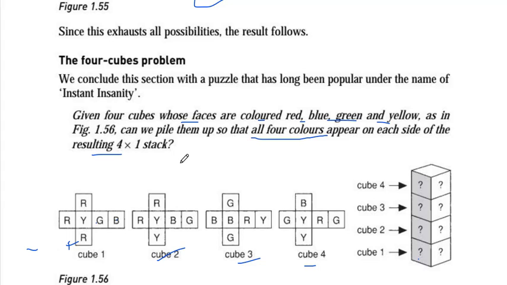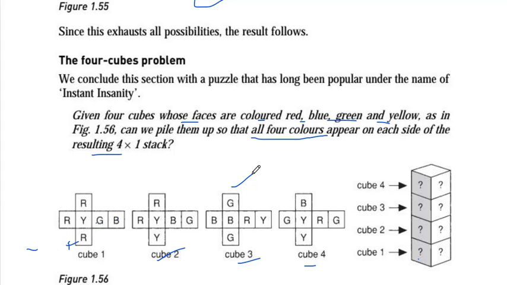The problem says that all four colors appear on each side of the resulting 4 by 1 stack. If you see from the front side, all the four colors should be visible. If you see from the back side, all the four colors should be visible. If you see from the left side, all the four colors should be available. And if you see from the right side, all the four colors have to be visible. Okay, red, blue, green, and yellow.